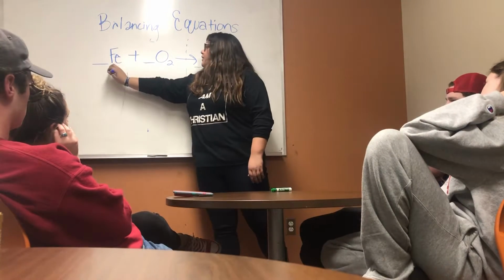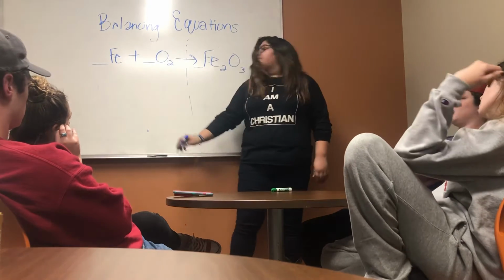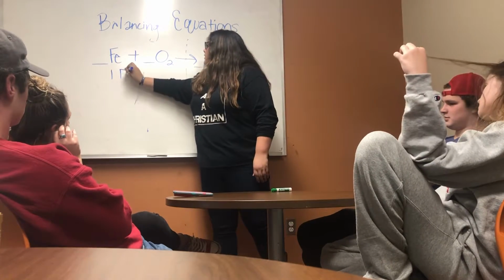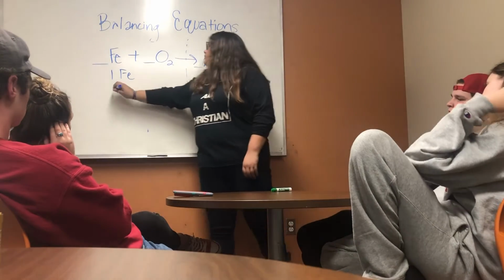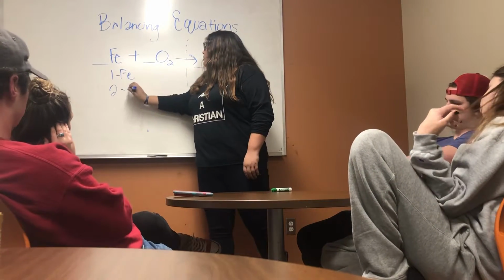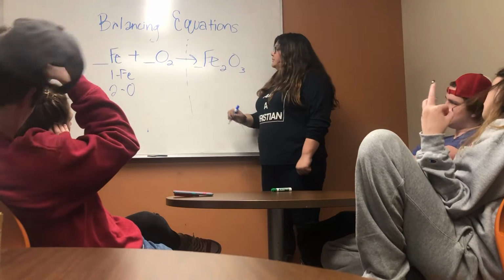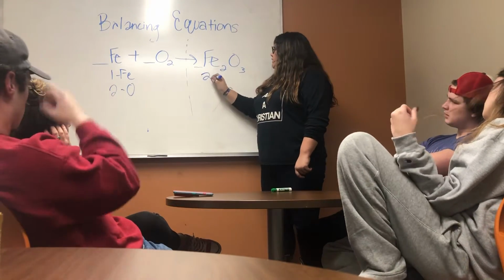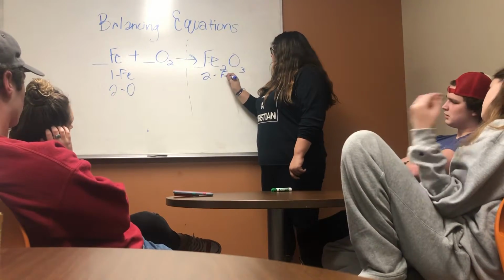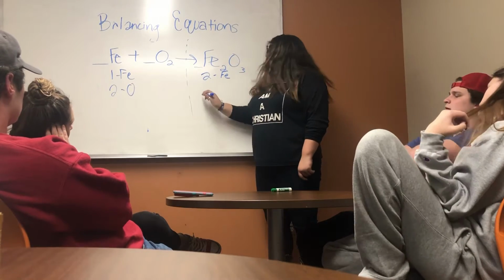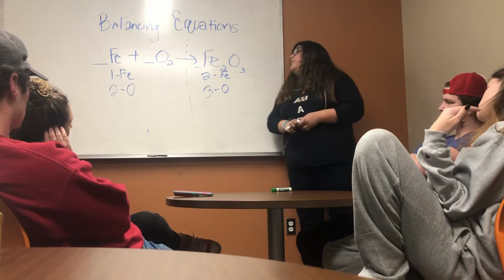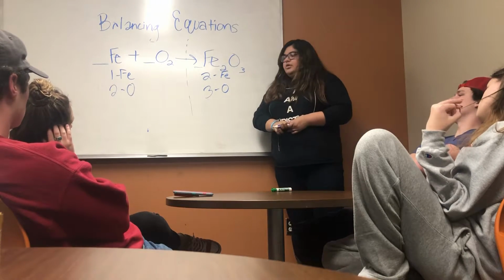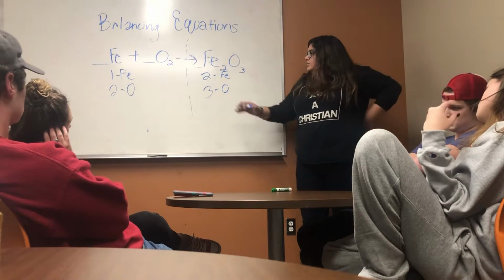Okay, so how many Fe's do we have on this side? 1. So we have 1 Fe. What about O2? 2 oxygen. So we have 2 oxygen. What about on this side? 2 Fe's. We have 2 Fe's. And how many oxygen? 3. So how do we now balance this equation?